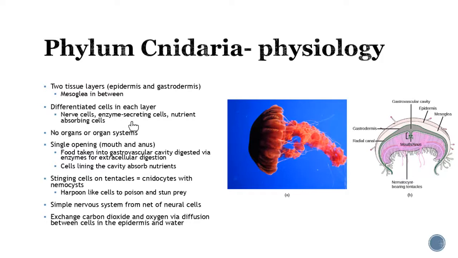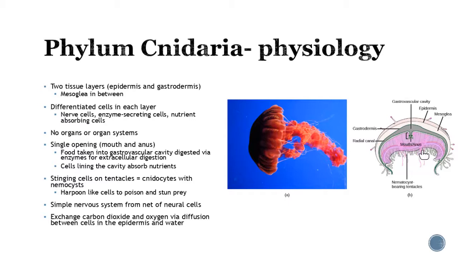Now they do have some differentiated cells in each layer. They're going to have some nerve cells, enzyme-secreting cells where they can break things down, and nutrient-absorbing cells. One key thing about these guys, there are no organs or organ systems. As I pointed out, they have that single opening for both the mouth and the anus, and when they take food in, it's digested via the enzymes, and then they eject whatever they don't need.